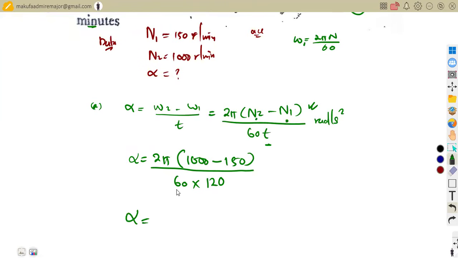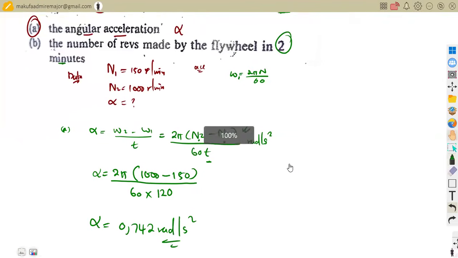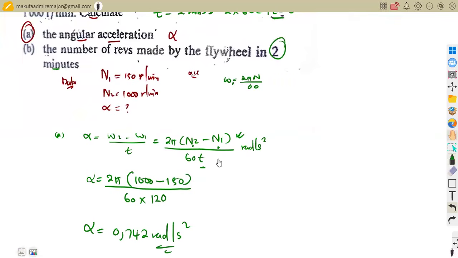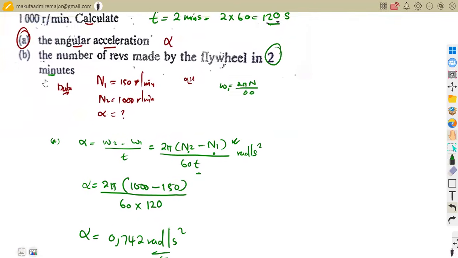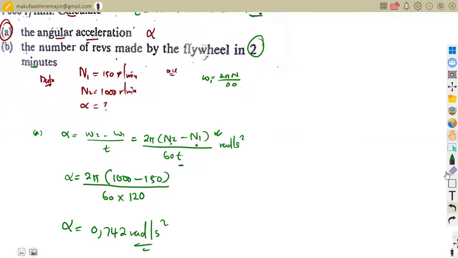So there we have our alpha, the angular acceleration, which is 0.742 rad per square second. You just need the formulas there, just like in linear motion. Then the number of revolutions made by the flywheel in 2 minutes, given the same time that we have, but we need the number of revolutions. If you check from this textbook, the way that they answer this question is not the way that we are supposed to have it.